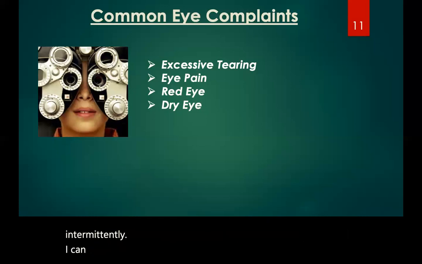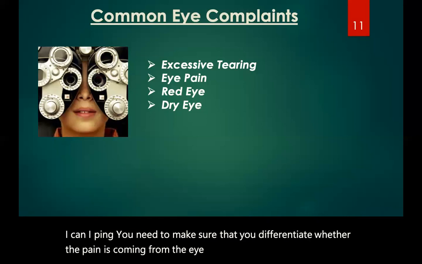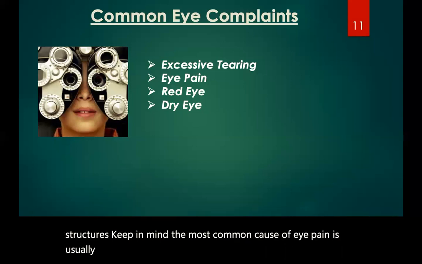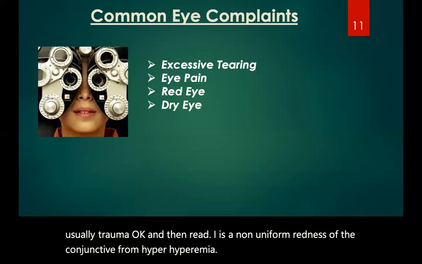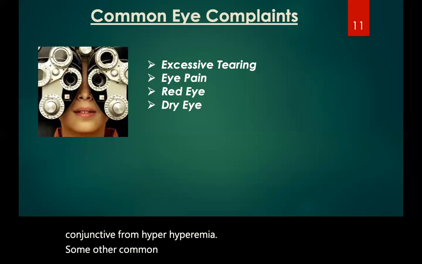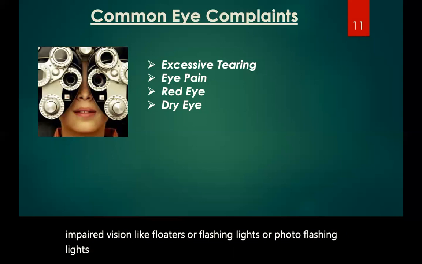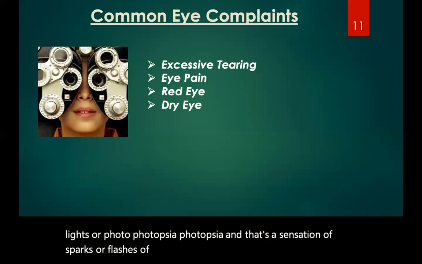Eye pain, you need to make sure that you differentiate whether the pain is coming from the eye itself or from surrounding structures. Keep in mind the most common cause of eye pain is usually trauma, okay? And then red eye. Red eye is a non-uniform redness of the conjunctiva from hyperemia. Some other common eye complaints are visual disturbances and impaired vision, like floaters or flashing lights or photopsia. And that's a sensation of sparks or flashes of light. And it could also be caused by vitreal detachment.